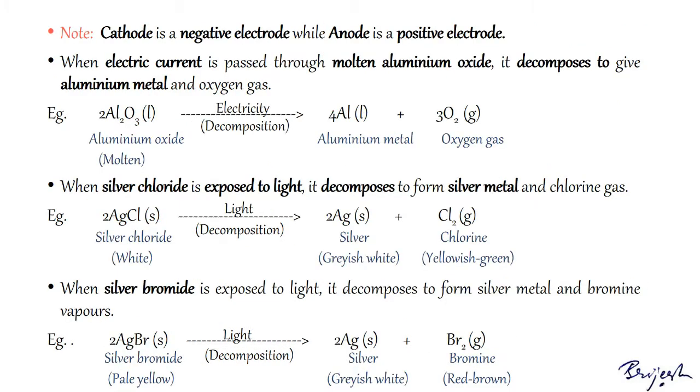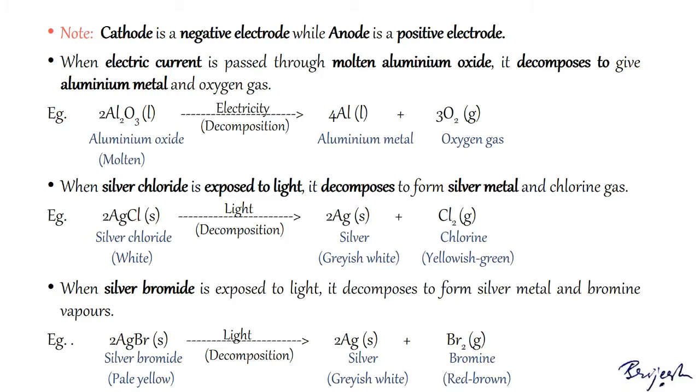Next example: when electric current is passed through molten aluminium oxide, it decomposes to give aluminium metal and oxygen gas. This decomposition reaction is used to extract aluminium metal from aluminium oxide. It is called electrolysis of molten aluminium oxide.